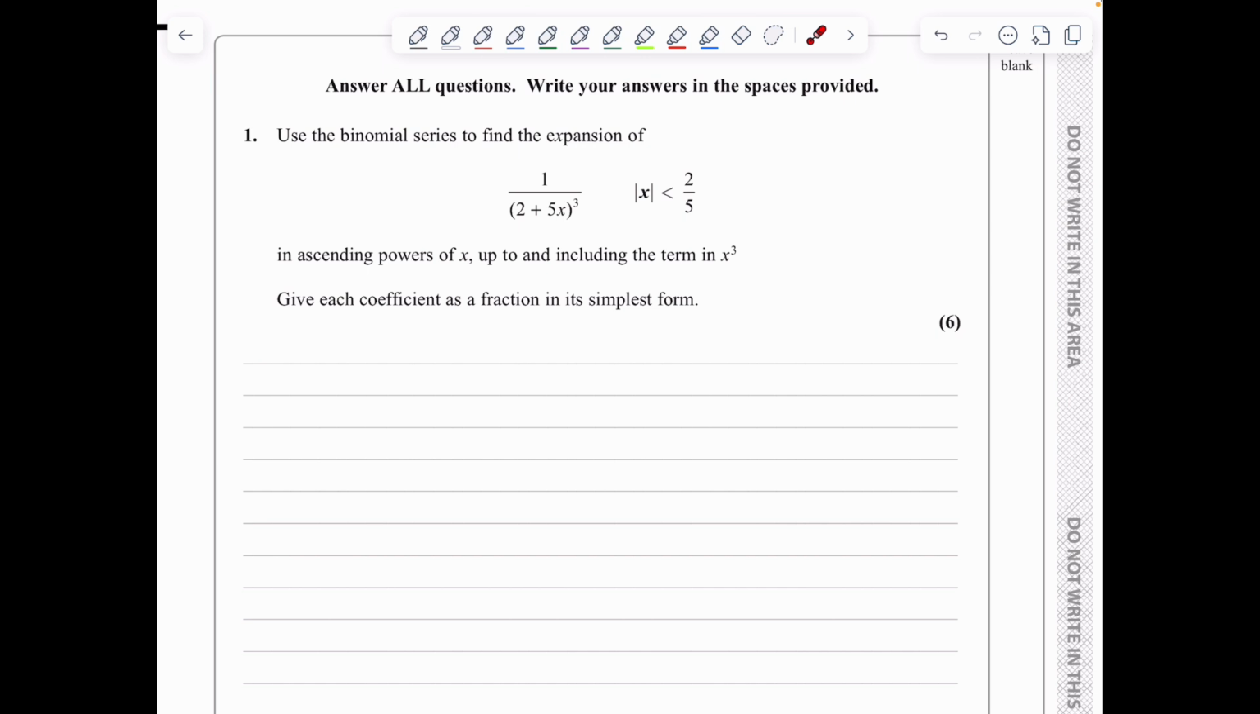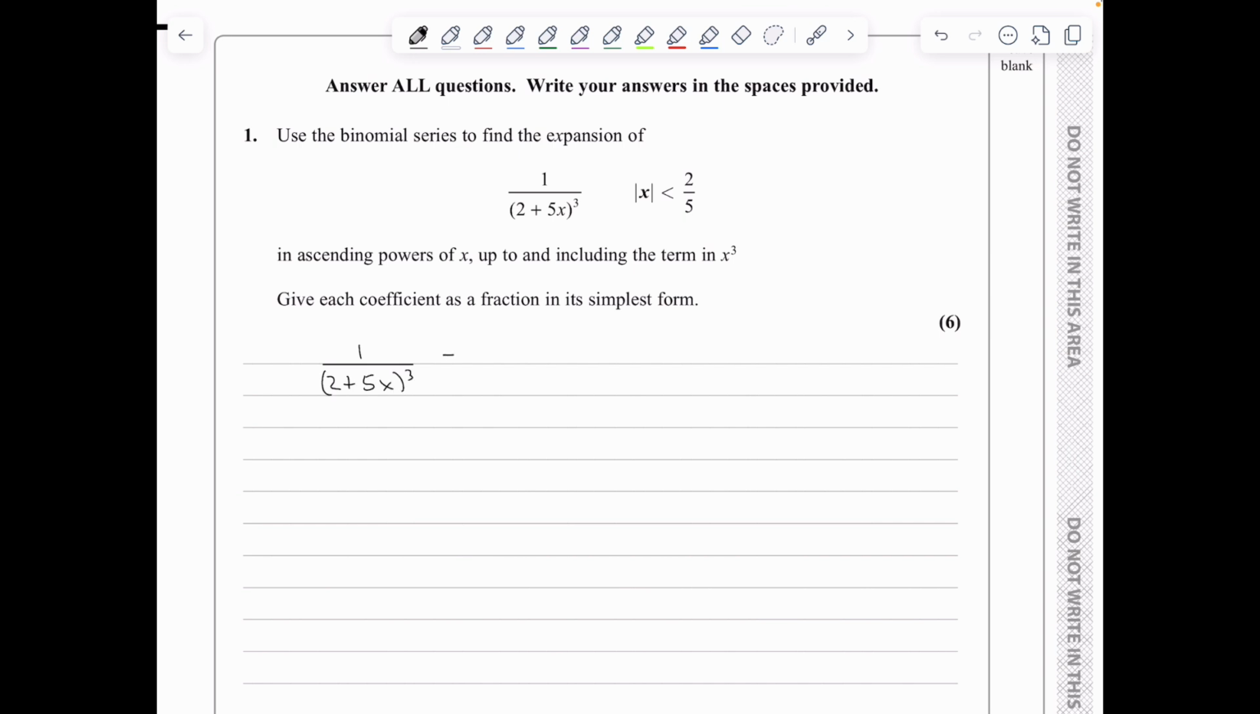In question 1, we are asked to use the binomial series to find the expansion of 1 over (2 + 5x)^3 in ascending powers of x up to and including the term in x cubed, and we need to give each coefficient as a fraction in its simplest form. So let's start with 1 over (2 + 5x)^3.